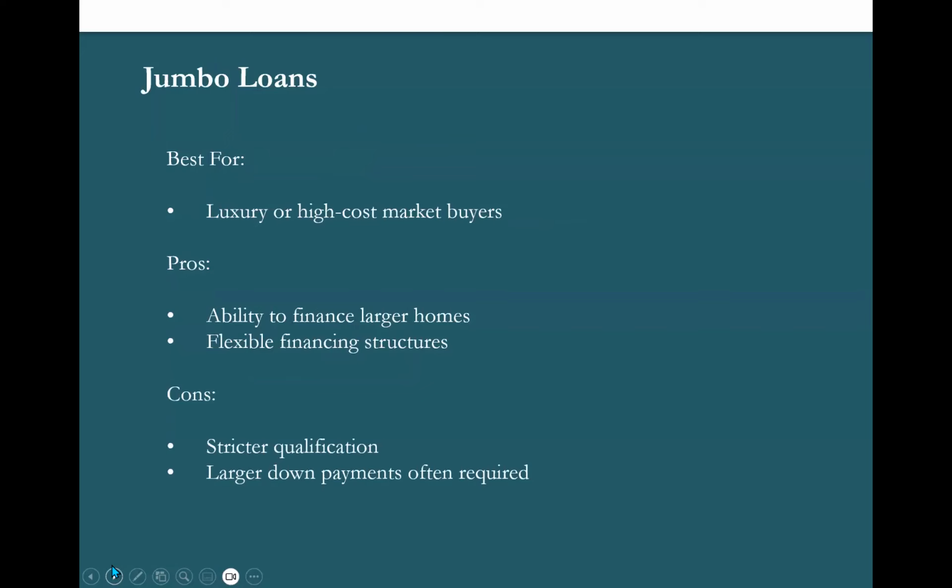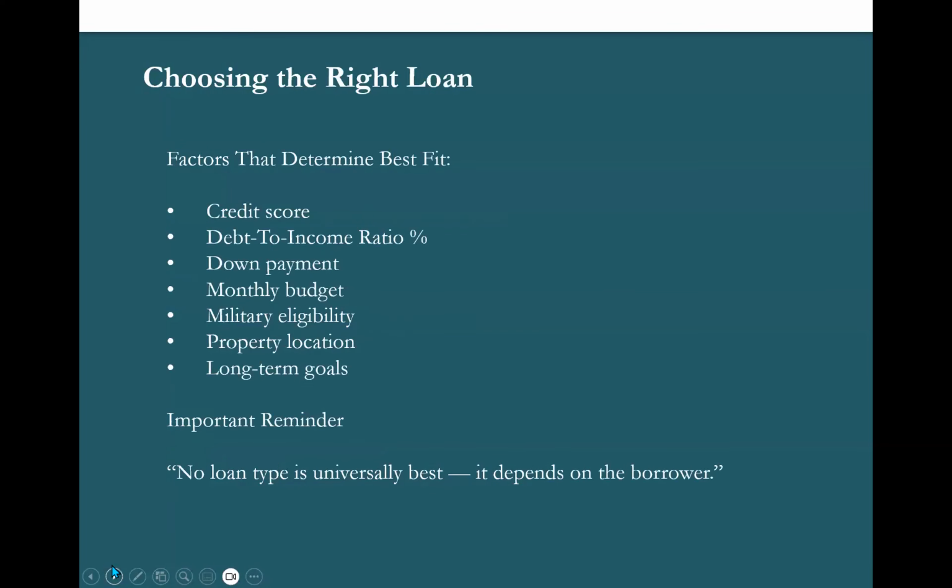The pros are the ability to finance larger homes and flexible financing structures. Some cons are stricter qualifications for sure. Larger down payments are often required, and also there tend to be reserve requirements. Reserves are money for your mortgage payments. A certain number of months of reserves are required for jumbo loans.